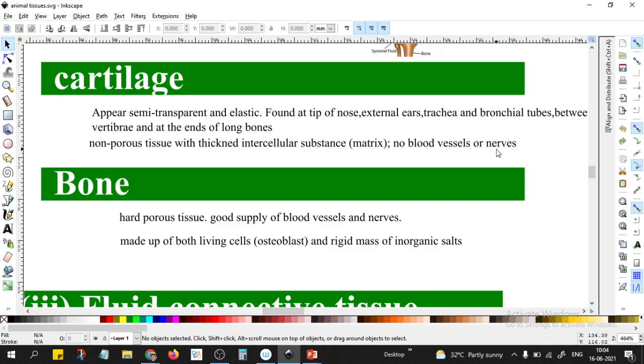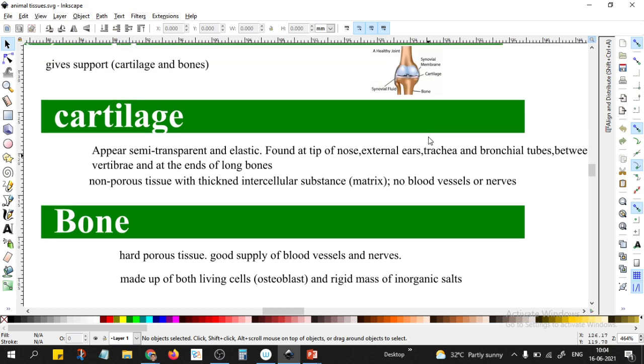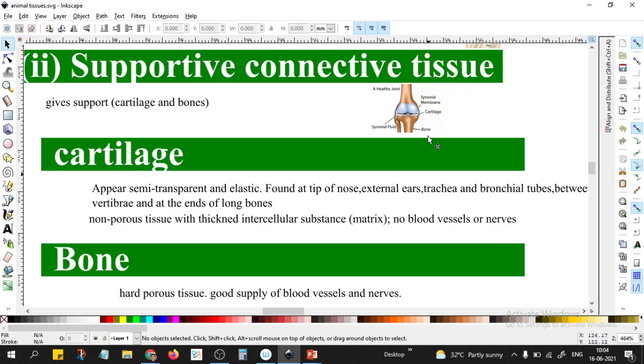That is the difference, because cartilage does not have blood vessels and also does not have nerves. Therefore there is no loss of excess blood when we make any kind of hole in the cartilage, or when any damage happens to the cartilage. So this is the supportive connective tissue.